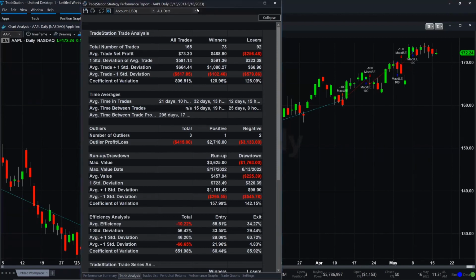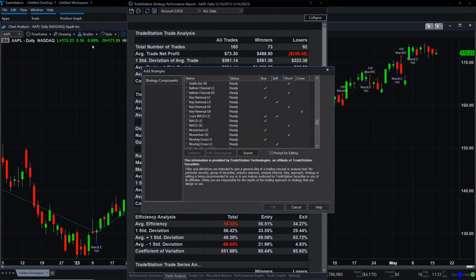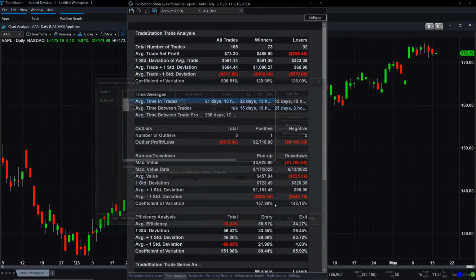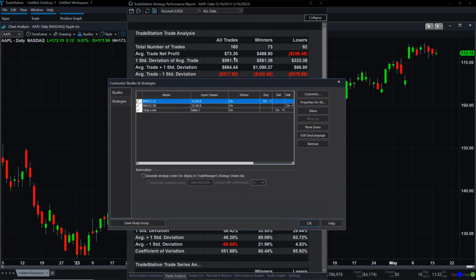Let me push this here to the right. Let me go to studies and add strategies. Let's say that I want to do a regular stop loss. And let's see, for my average trade, average loss 256. Let's go ahead and do a stop loss of $100.